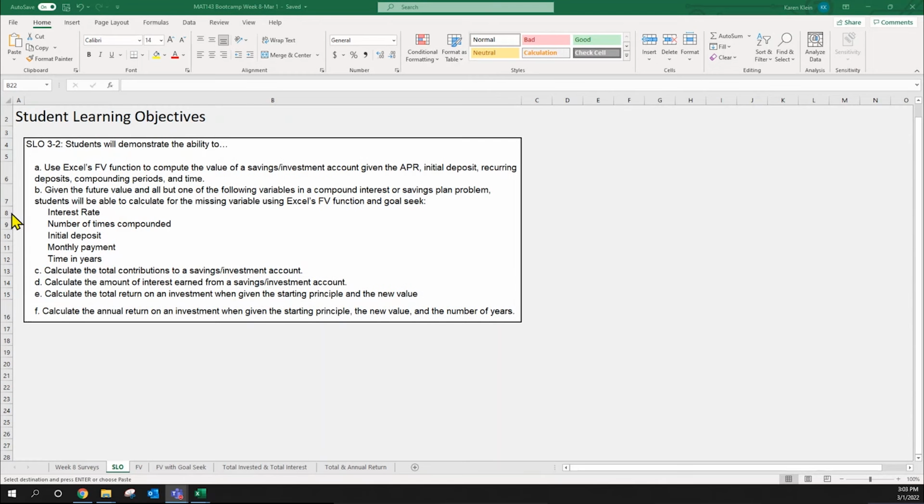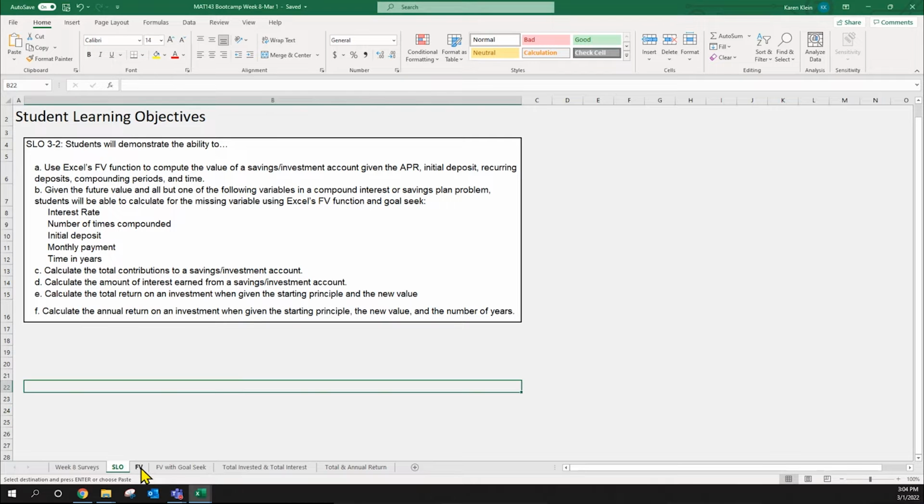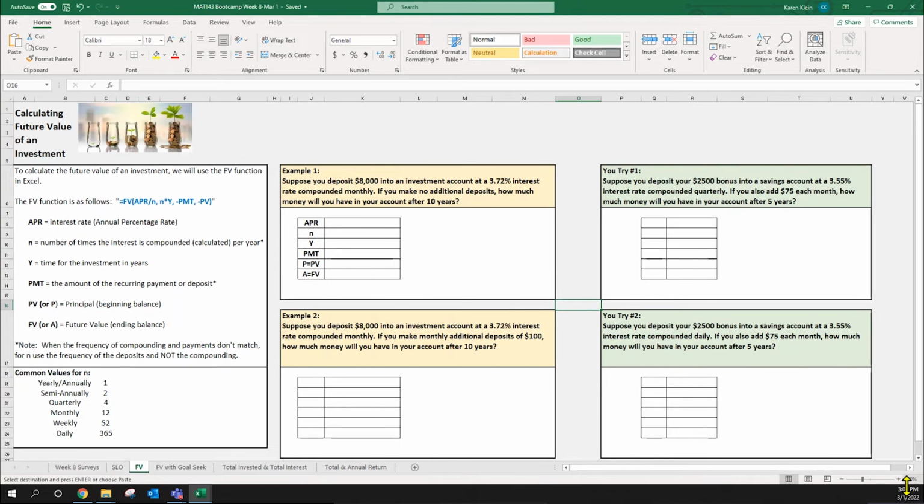So the first thing we're going to look at is our objective here, which says to use Excel's FV function to compute the value of a savings investment account given the annual percentage rate, the APR, an initial deposit, any recurring deposits, and what we call compounding periods over a specific time. So let's click on the tab labeled FV, and that's going to get us started with this particular objective.